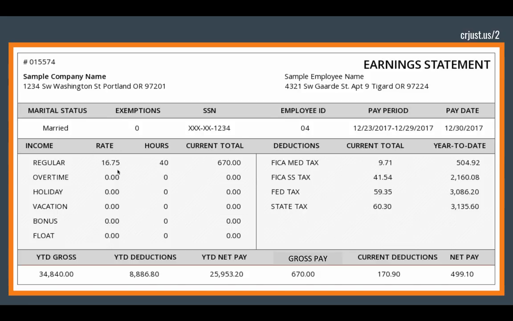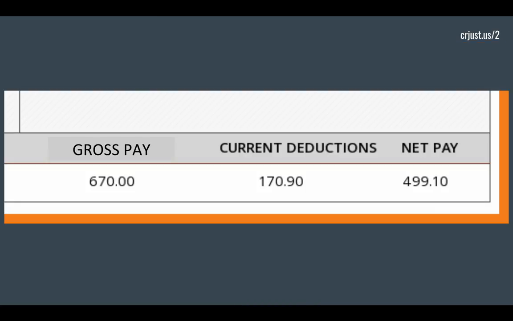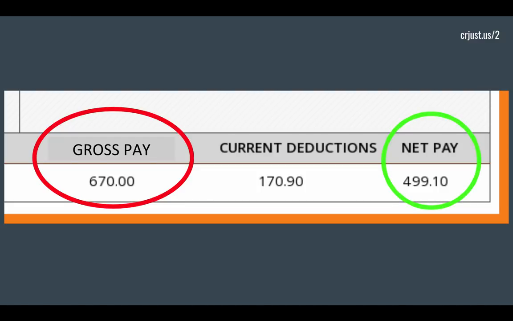But the hourly rate here on this paycheck is $16.75. Work for 40 hours and you get $670 total. Take a look here at this paycheck. I'm going to zoom in on this area. Let's talk about gross pay. That $670 is the total amount of money that you made. Now the net pay is the money that's left over after the deductions, after, in this case, the taxes are taken out. Gross and net. Gross is the total amount. Net is what's left over after something happens, like taxes.